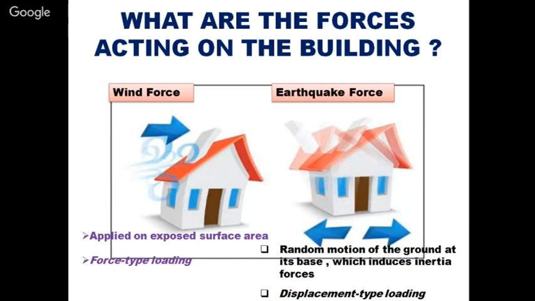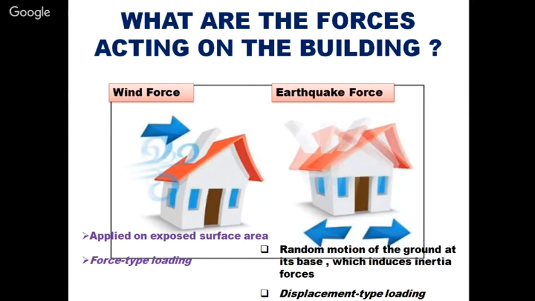Why? In the case of wind force, it is applied on the exposed surface area in a particular direction, and its reversal happens after a very long time. The wind's direction is reversed only after a very long time, and it is a force type of loading. The force type of loading is applied due to the wind.